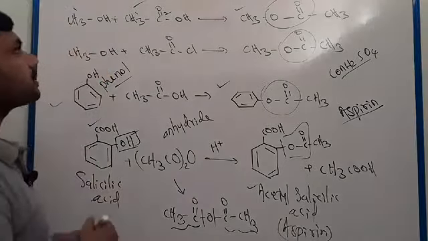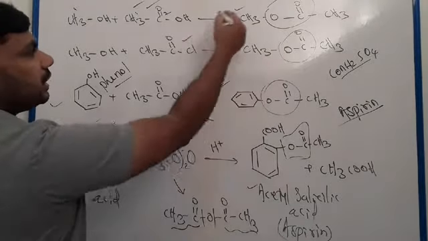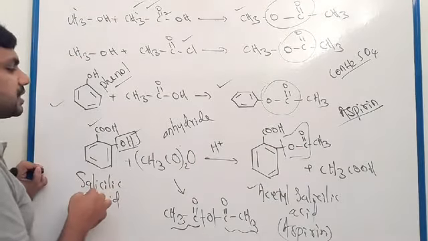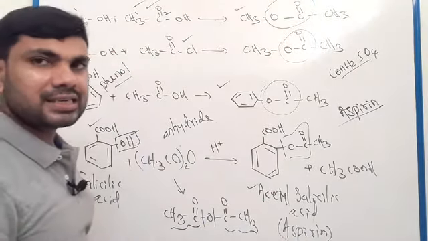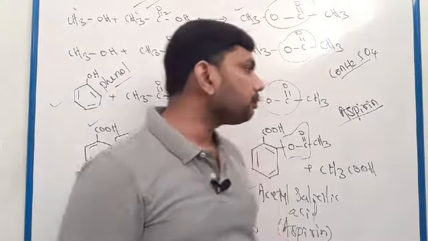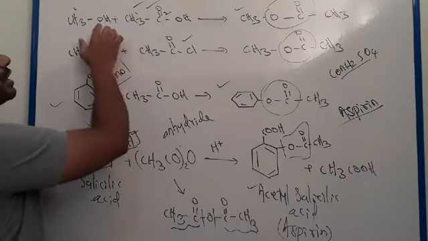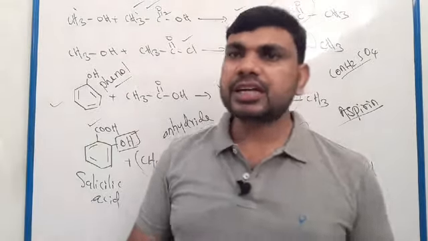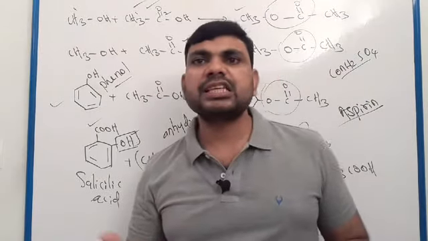So here we discussed formation of ester from carboxylic acid, formation of ester from acyl chloride, formation of ester from anhydride. Here this is salicylic acid and this is aspirin. Aspirin is also called acetyl salicylic acid. Clear? So these are the things we have to discuss in this video. In this video we discussed oxygen-hydrogen bond cleavage. Next, we have to discuss chemical reactions which involve carbon-oxygen bond cleavage. We will discuss that in the next video.